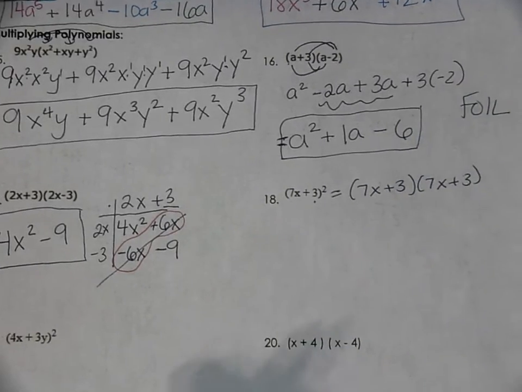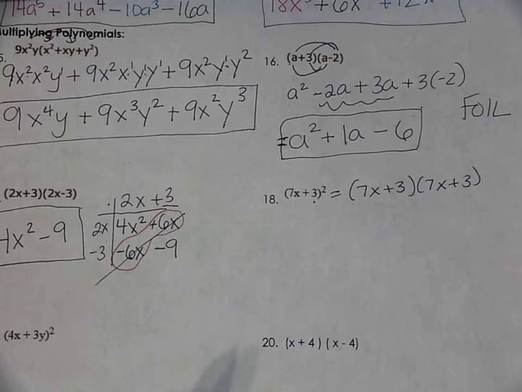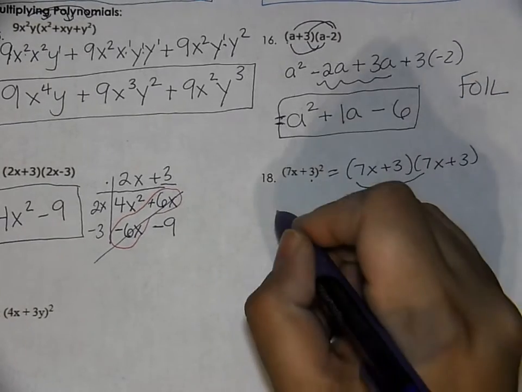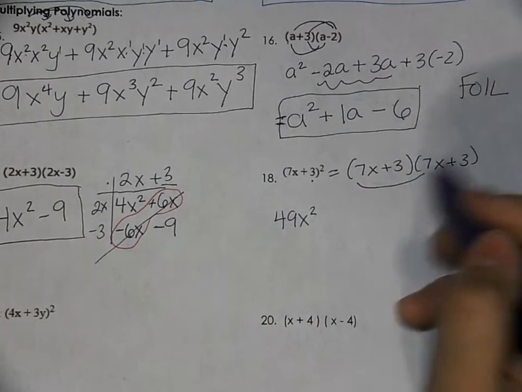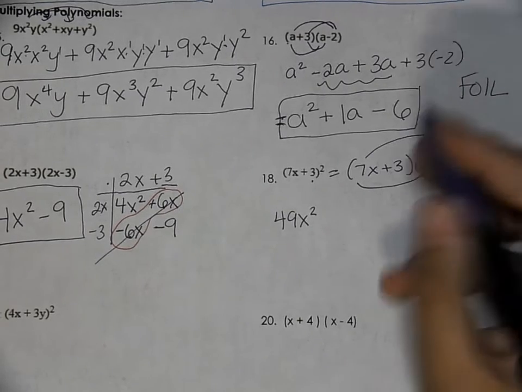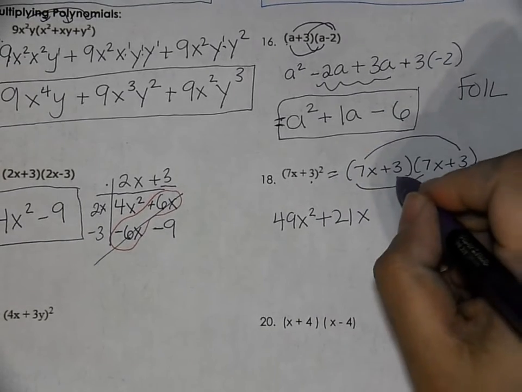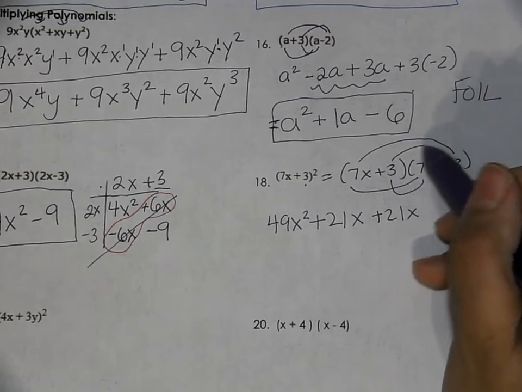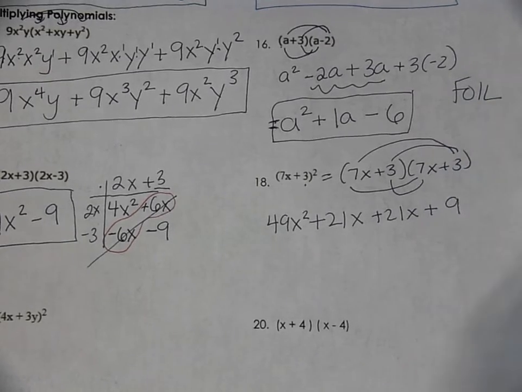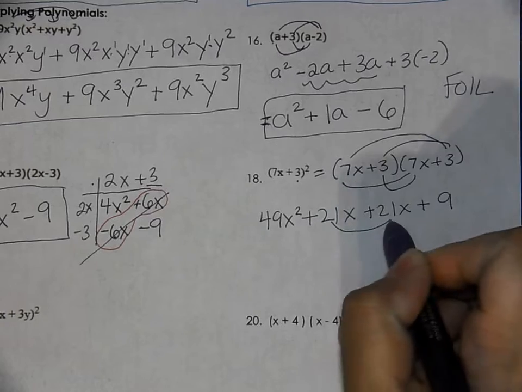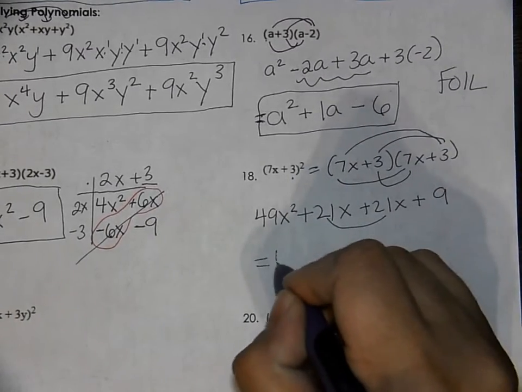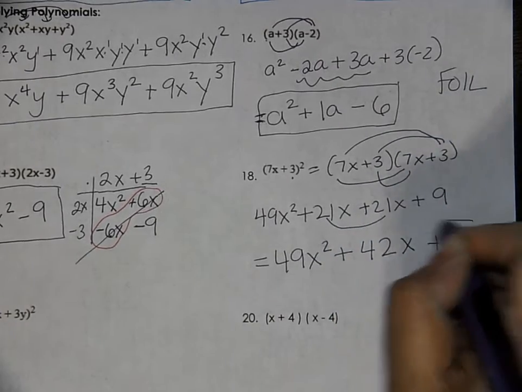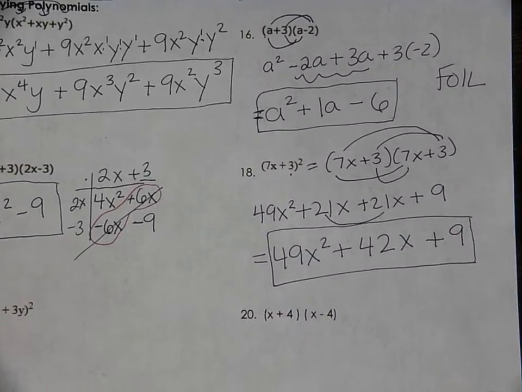So again, I'll just keep alternating between box and FOIL. You can choose whichever method you prefer. So I'll do FOIL this time. 7 times 7, or 7x times 7x would be 49x squared. Outer would be 7x times 3, which is 21x. Inner is also 21x because it's 3 times 7x. And finally, 3 times 3 is 9 for the last terms. Combine the middle two terms so that my final answer is 49x squared plus 42x plus 9. And I can't go any further from this point.